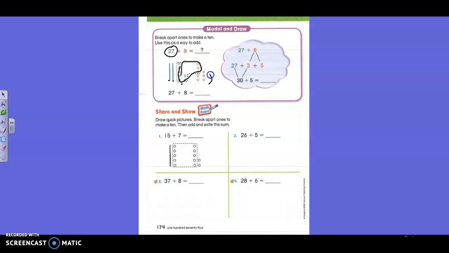And then how many do they have left over for 1s? Look at them. How many? Yeah, 5. They have 5 left over. So if you have 3 10s, that's 30. 5 left over. 30 plus 5 is what, boys and girls? 35. So 27 plus 8 is 35. We'll go over it all and share and show together.